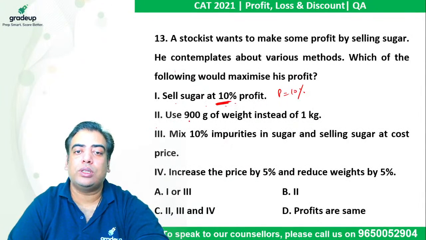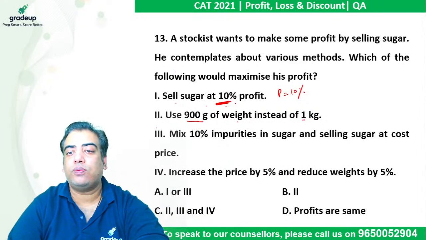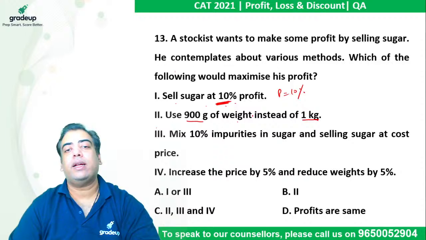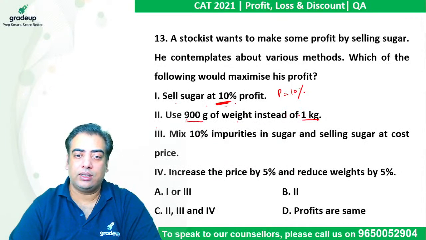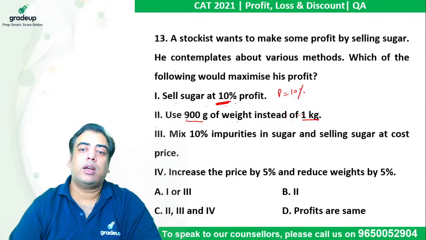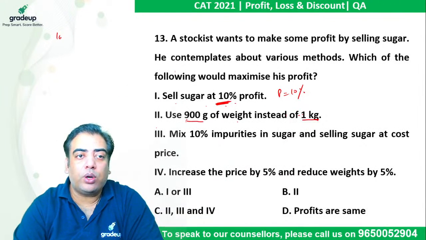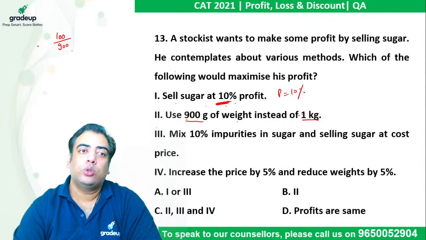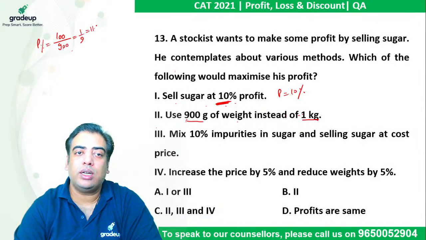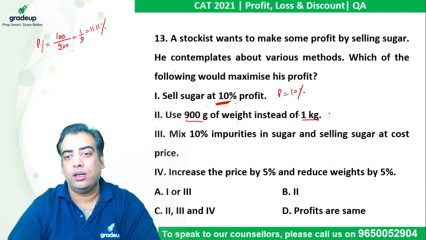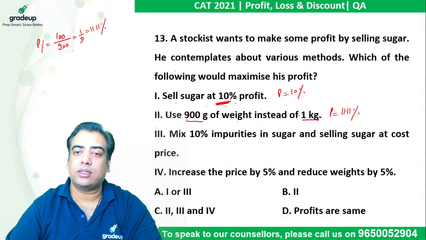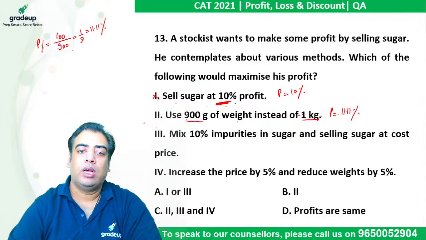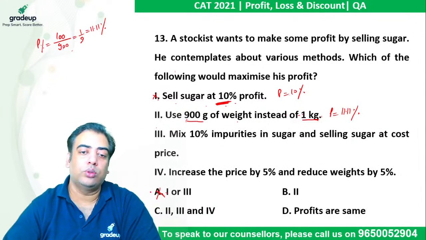The second method says use 900 grams of weight instead of 1 kg. So if you are using 900 grams of weight instead of 1 kg, in that case you are making a profit of 100 grams of sugar on the sale of 900 grams. So the profit percentage will be 100 upon 900, which is 1 by 9, equal to 11.11%. So obviously now the profit in the second case we can clearly see is better as compared to the first. So 1 will be ruled out. So then option A is definitely ruled out.